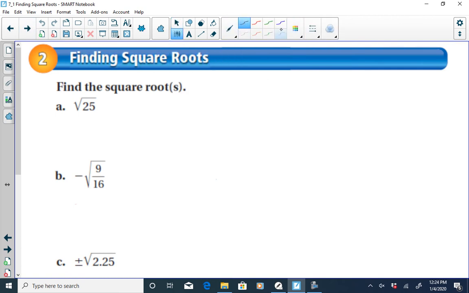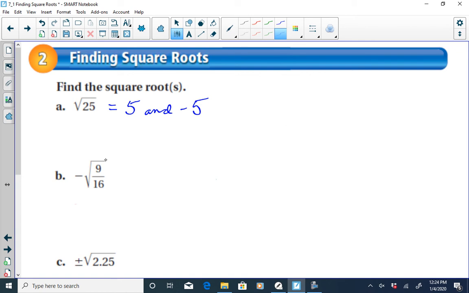All right. First example, we want to find the square roots of 25. Well, we know that 5 times 5 is 25, so the square root of 25 would be positive 5. But we also know that negative 5 times negative 5 also gives you positive 25. So 5 and negative 5 are your square roots for 25.